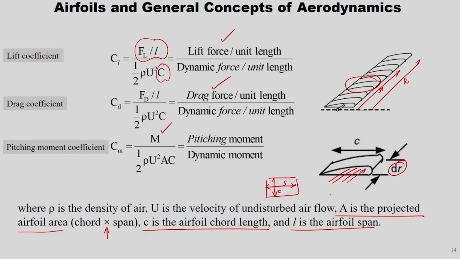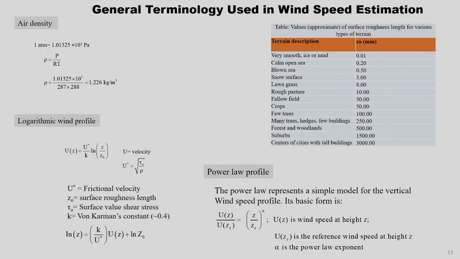with respect to airfoil. And here rho is the density of air, u is the velocity of undisturbed airflow, or you can define it as the free stream velocity. A is the projected airfoil area, C is the airfoil chord length, L is nothing but airfoil span. And now we are slowly moving into the general terminology used in wind speed estimation. Before going into that, we will see how one would get the wind data.